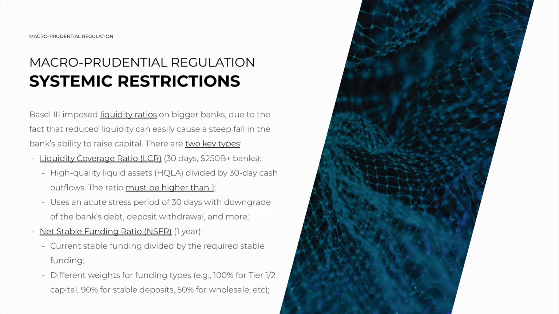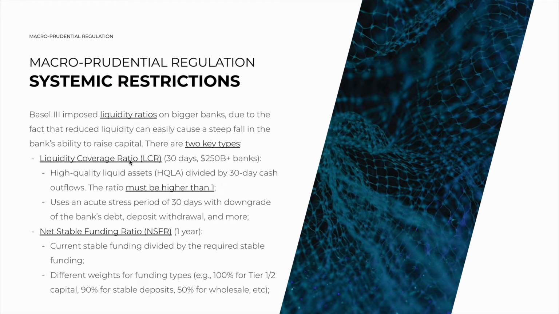If they had liquidity, they may actually have survived the crisis, but they didn't. So these liquidity ratios guarantee that the bank has enough internal liquidity in case there is a big downgrade of their rating or significant withdrawals. With Basel III, we have two key types of liquidity ratios, one in the short term, the LCR, and one in the long term, the NSFR.